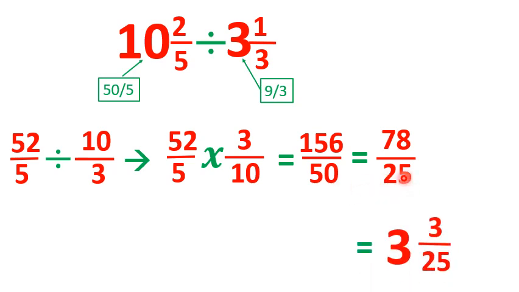And I now can convert this into a mixed fraction if I like. I could leave it as an improper fraction, but it looks nice to turn it back into a mixed fraction. So I see that 25 can go into 78 3 times, so I get this whole number of 3, and there's a remainder of 3, so it goes in 3 times with a remainder of 3/25. So 78/25 is equivalent to 3 3/25. So that is the final answer.